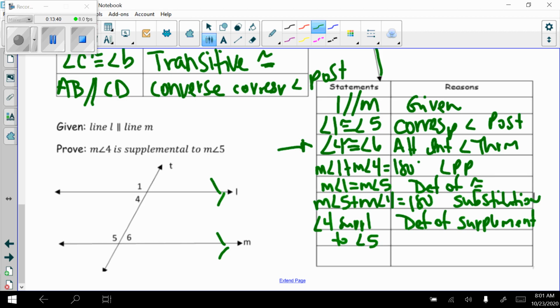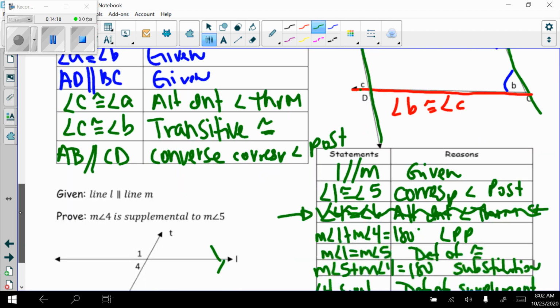So up here, angle 4 congruent to angle 6, I put it in my proof, and I didn't need it in my proof, okay? I wasn't sure if I was going to need to get 4 and 6 in there in some way. I didn't, so if we wanted, we could go back and take that out. It doesn't really have anything to do with our proof. We were able to just go from 1 to 4, 180 by LPP, and then change so that we could use substitution. All right, so that is our very first day of looking at proofs involving parallel lines.